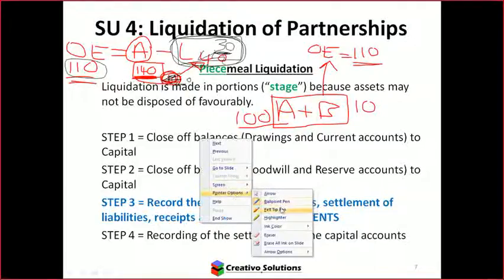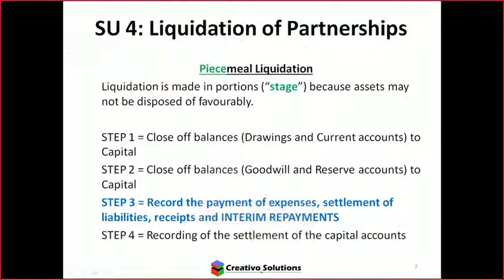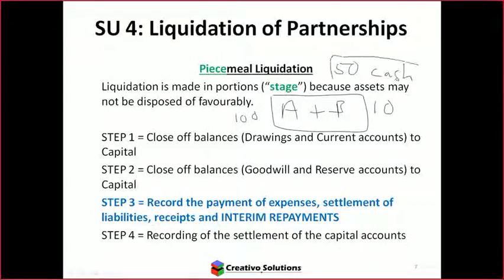Right. Okay, so if there are assets left over, so now let's assume that you've got A and B, and A still has 100 and B still has 10, but now we've paid off all the liabilities and we've got 50 that's cash that's available to be distributed, and then you've still got 60 which is other assets which still need to be sold.